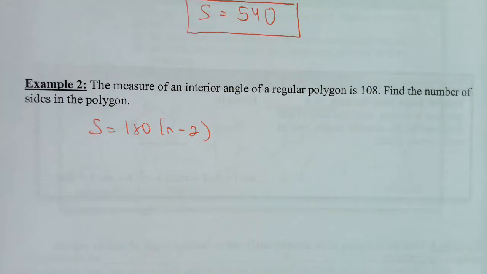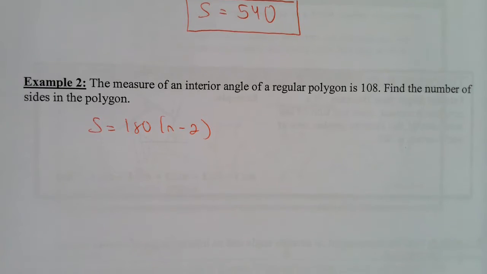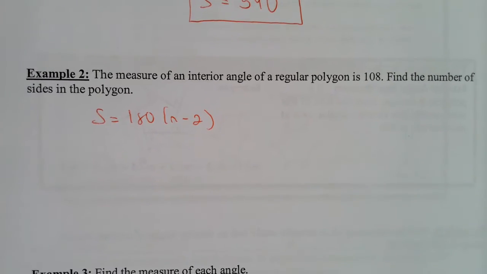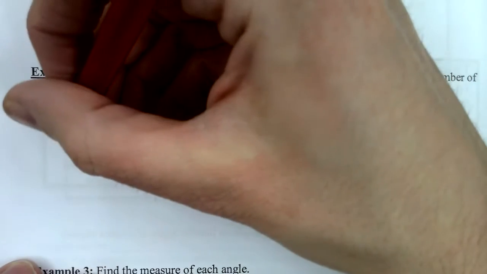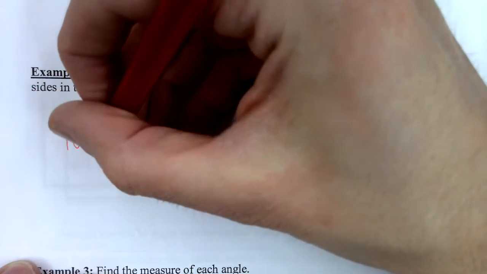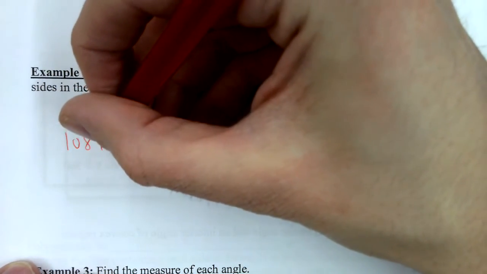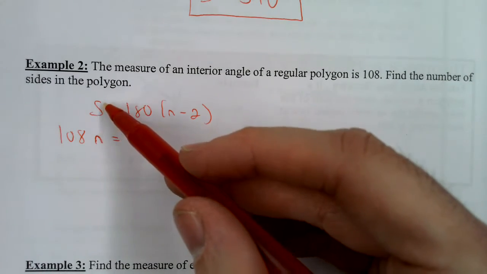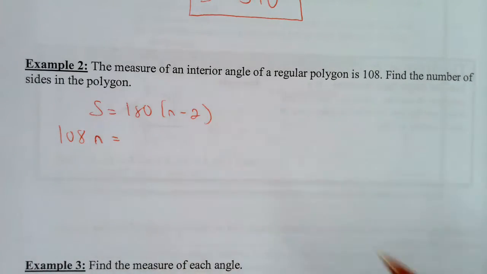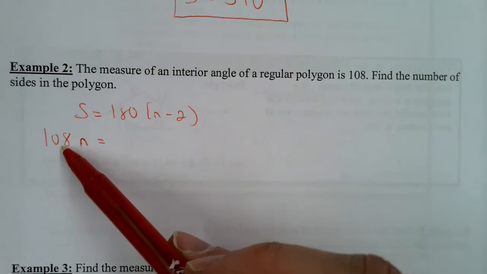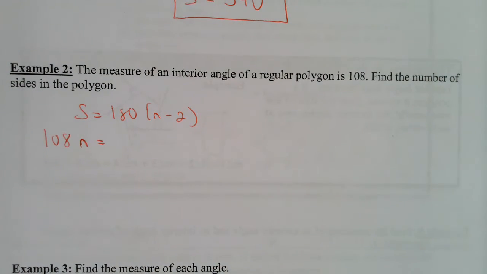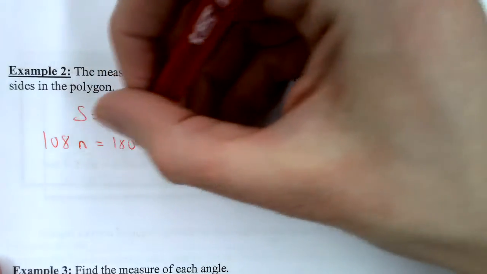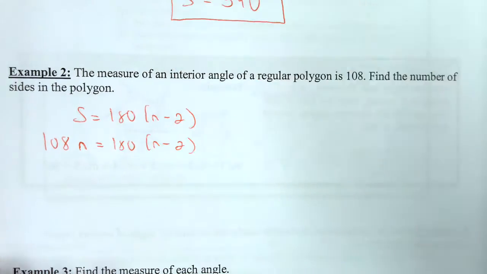Now, each interior angle is 108. So what I'm going to do is replace the S with 108 times n. n would stand for the number of sides. We don't know how many sides there are, but S is all of the sides. We know each one is 108, but we don't know how many sides there are. So this is the equation that we're going to use to solve for n, the number of sides.